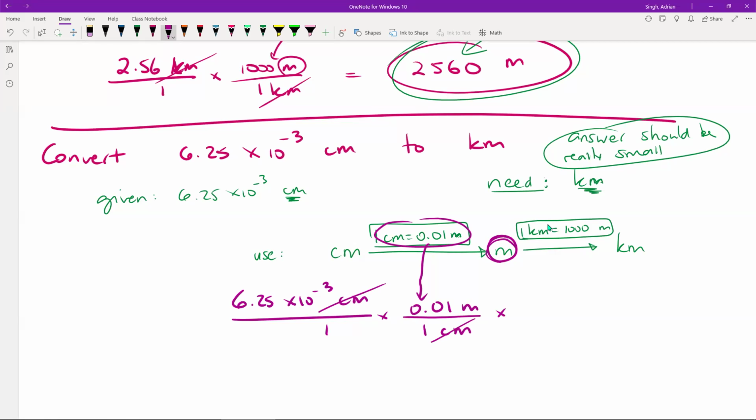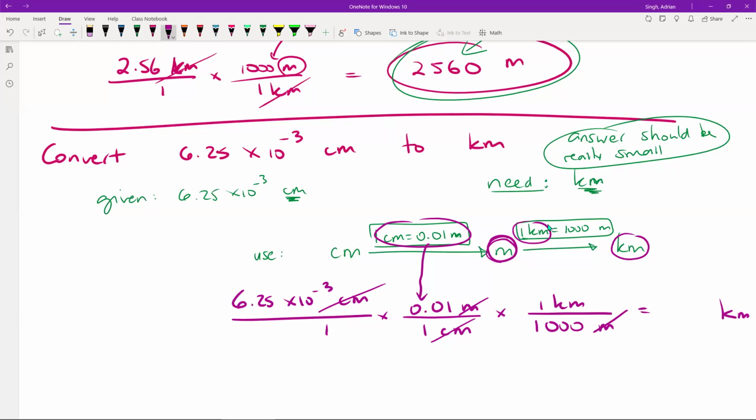Next step, go from meters to kilometers. I want to end up with kilometers, so the kilometer side is going to go on top: 1 km, then I have my 1,000. The other one goes on the bottom, 1,000 meters. Meters cancel out, so I end up with kilometers as my unit. Units make sense. That tells me my setup is perfect.